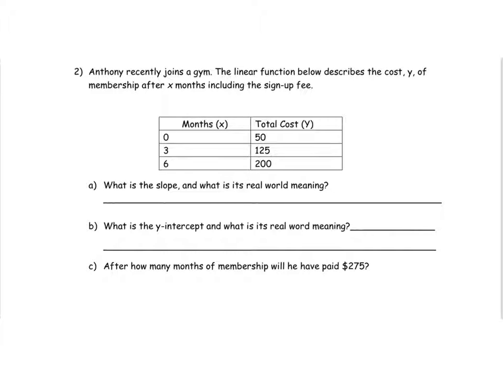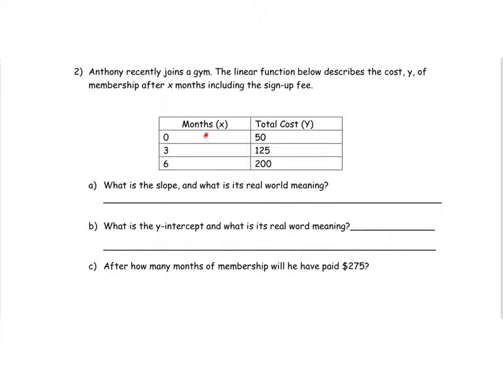All right. Next up, this is a real world example. Anthony recently joins a gym. The linear function below describes the cost y of membership after x months, including the sign-up fee. So, my table is organized into 2 columns, months x, total cost y. Now I want you to understand what's happening here.